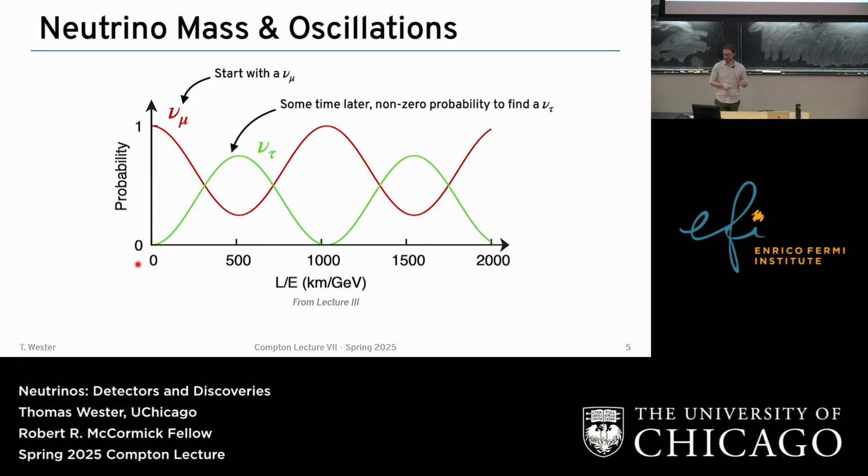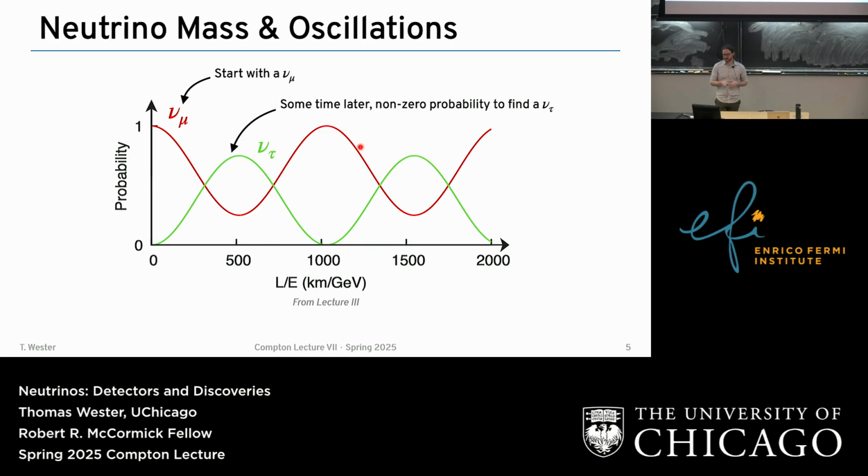If you design an experiment where you have a source of muon neutrinos, then you can imagine that when your distance is 0, you have a pure muon neutrino. The probability of finding that muon neutrino is exactly 1. But as that neutrino travels some distance from the source to your detector, that probability starts to decrease. And as that probability decreases, the probability of finding the other flavors of neutrinos increases. Here I've drawn the muon neutrino and the tau neutrino. The simple picture is that the muon neutrino probability goes down, and then the tau neutrino probability goes up.